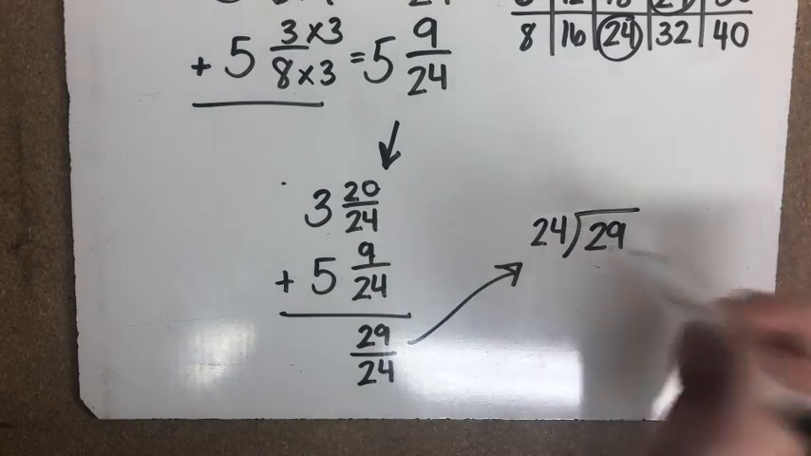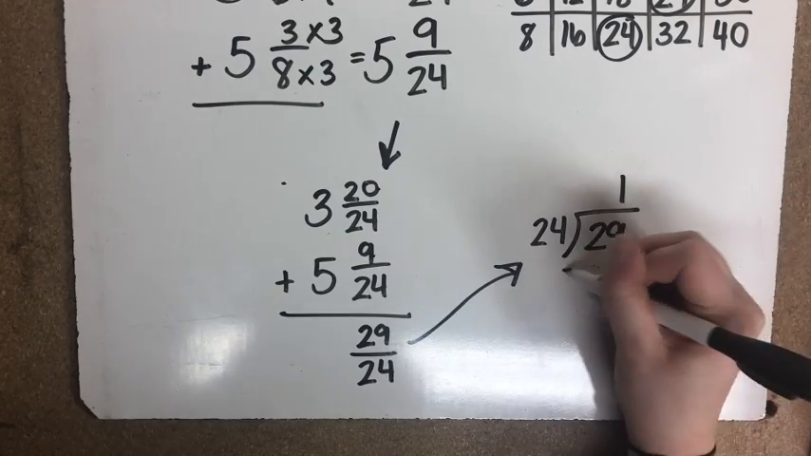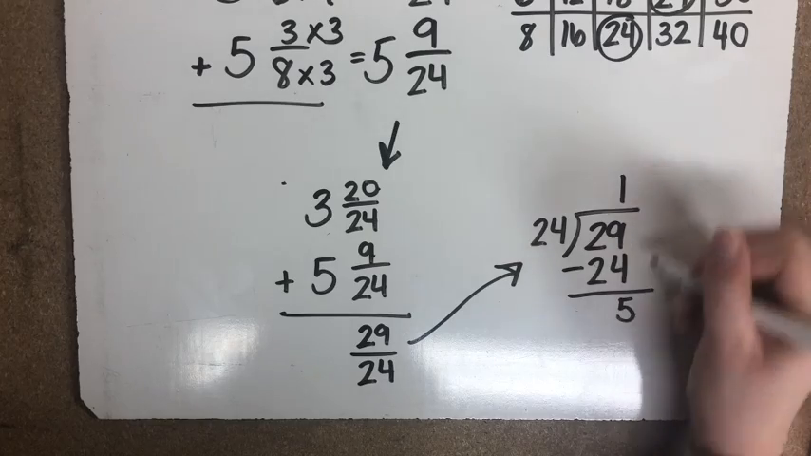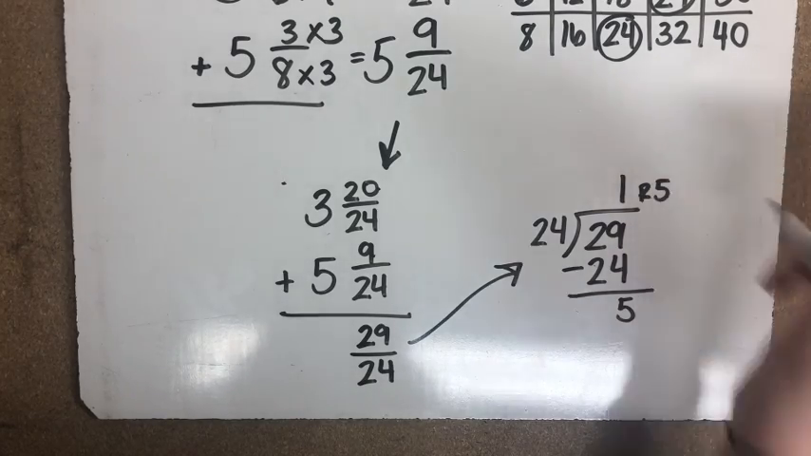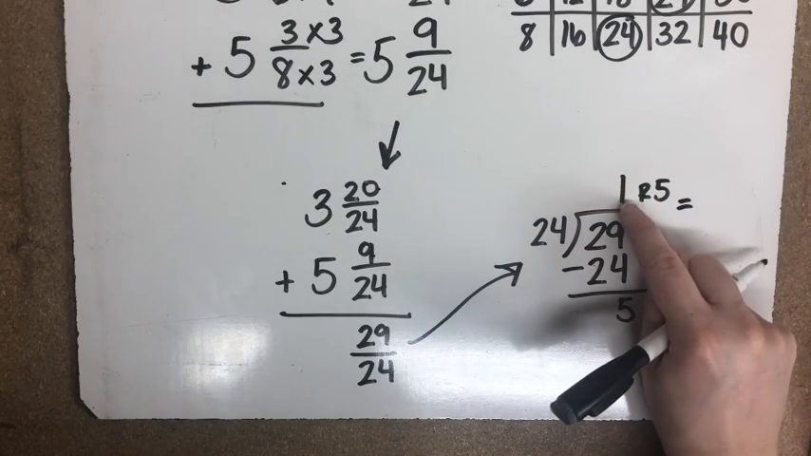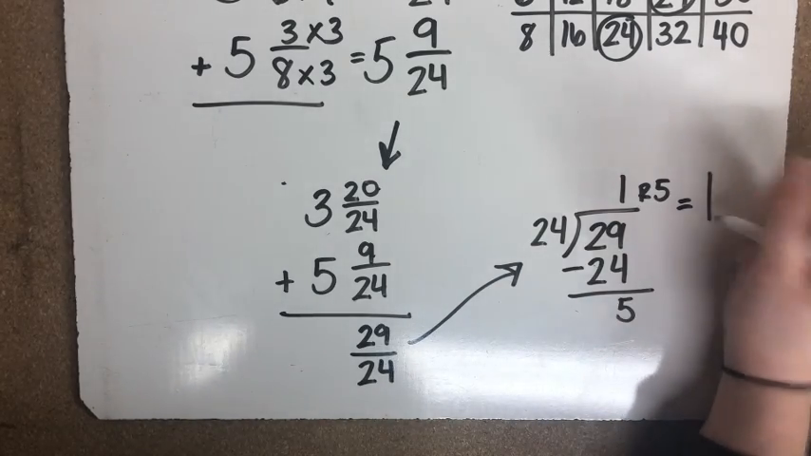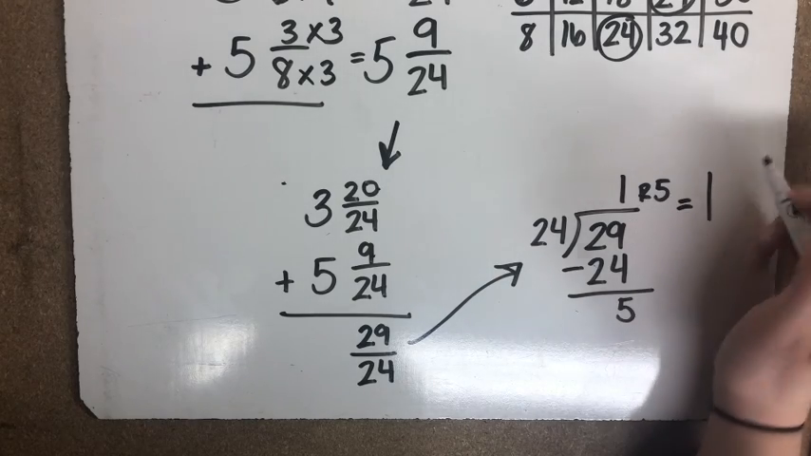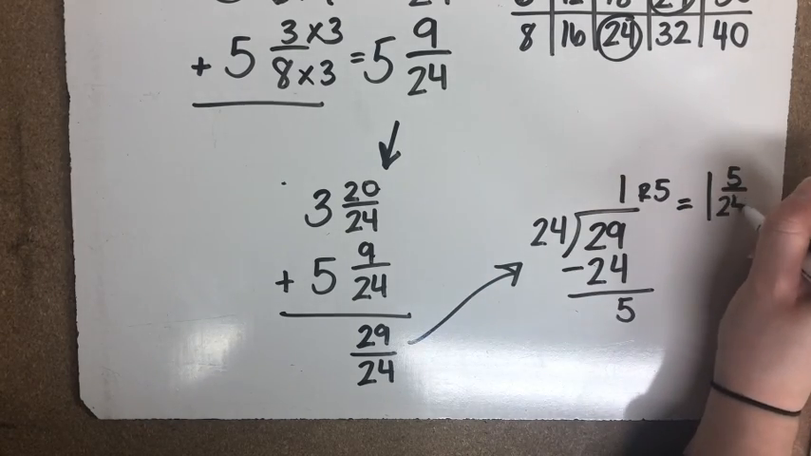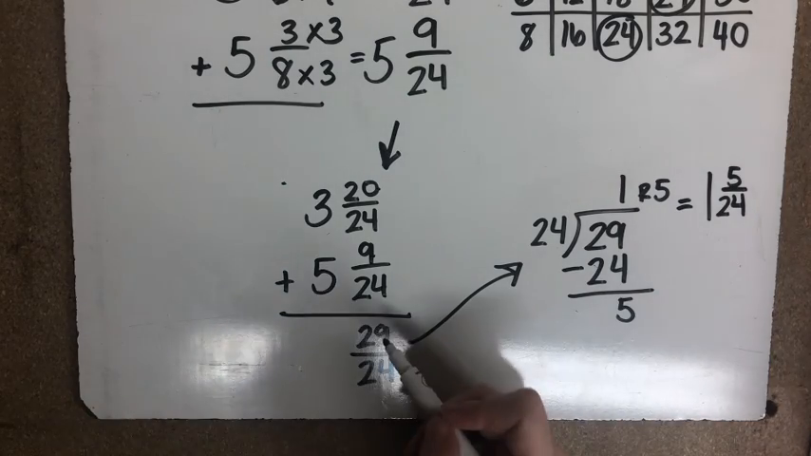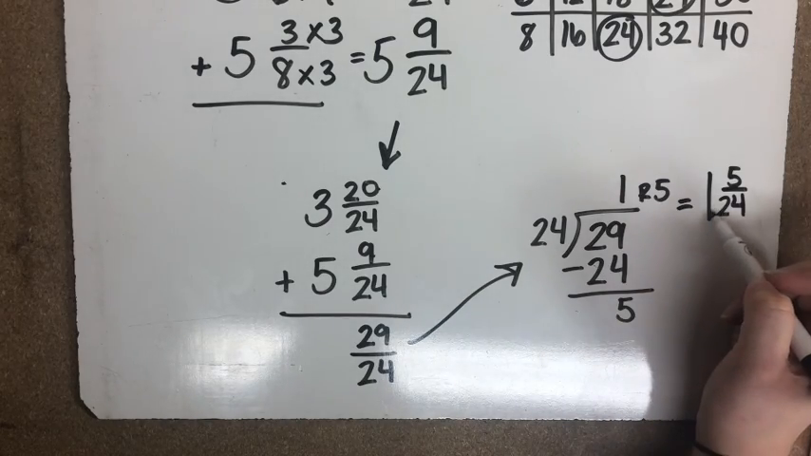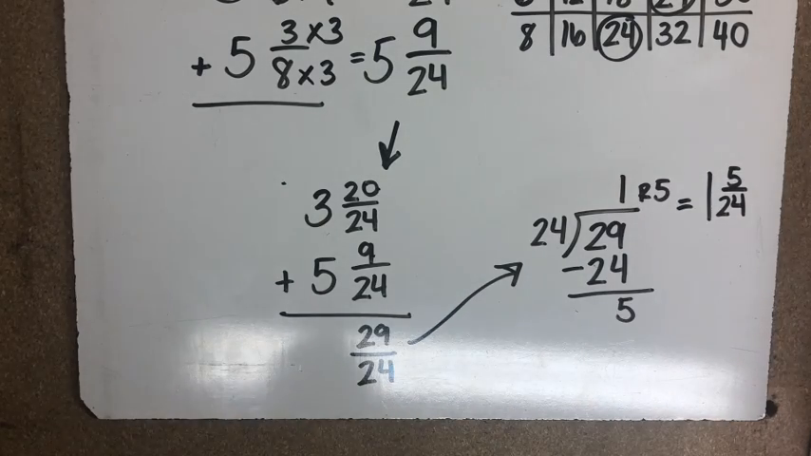And 24 goes into 29 one time, because 24 times 1 is 24. And you get a remainder of 5. So if you were to rewrite this information as a mixed number, the 1 as your quotient becomes your whole number, the 5 becomes your numerator, and your denominator is 24. So 29/24 can also be thought of as 1 5/24.